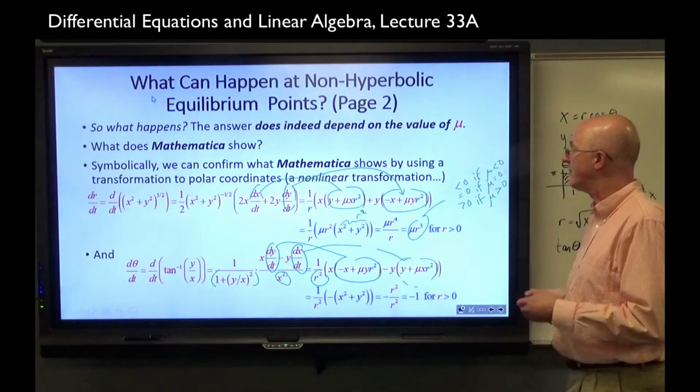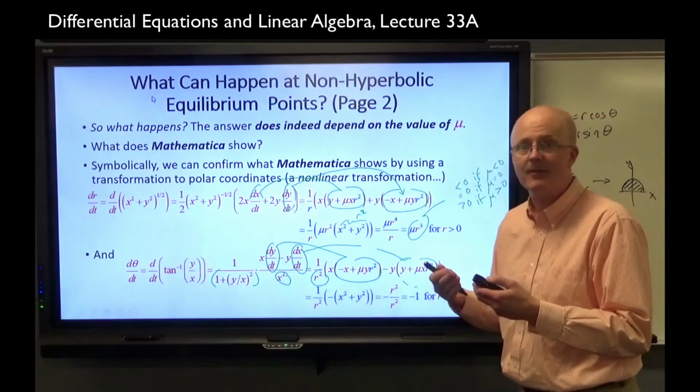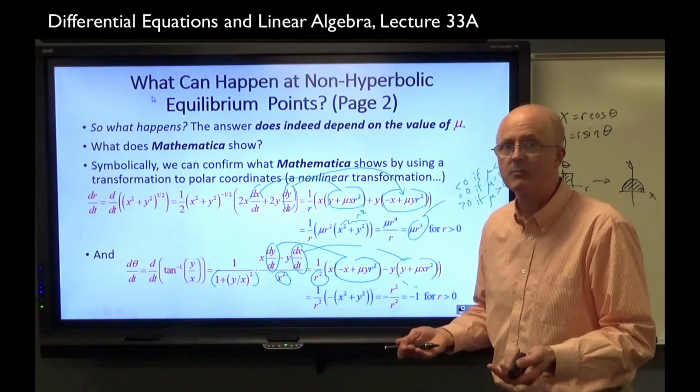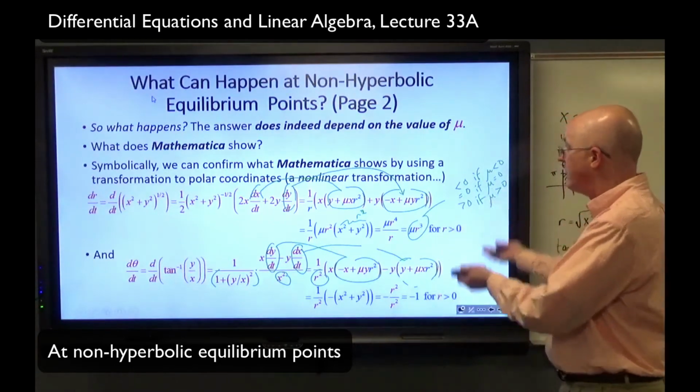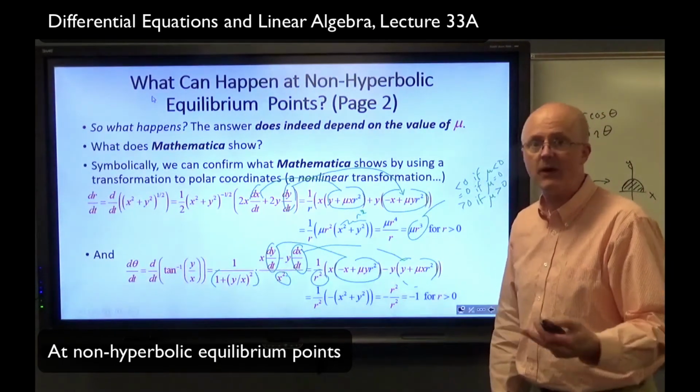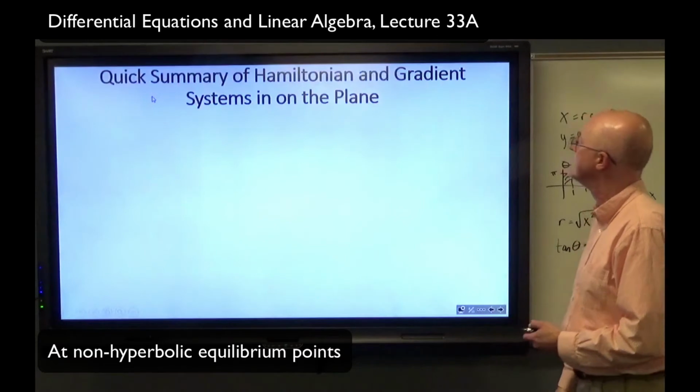Okay? So the moral of the story is lots of things can happen at non-equilibrium points. We can do even stranger examples. And sometimes you might be able to use polar coordinates to still understand what's going on.